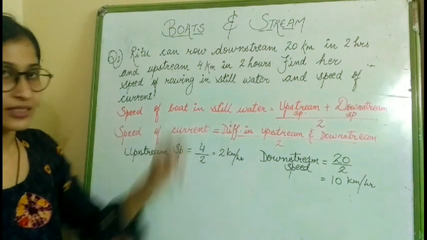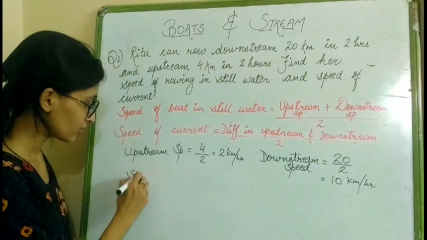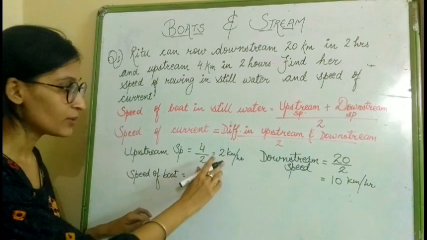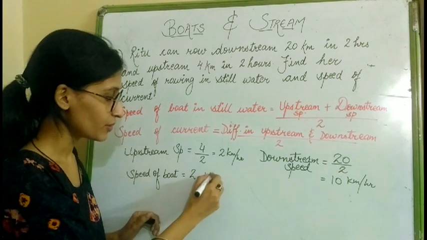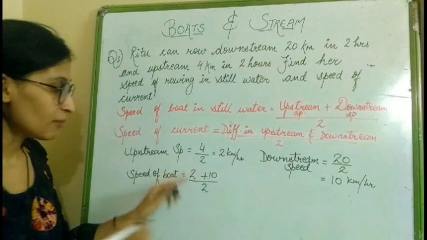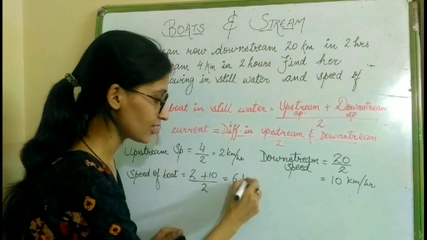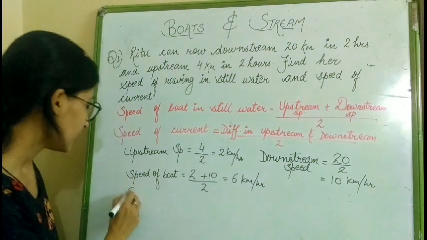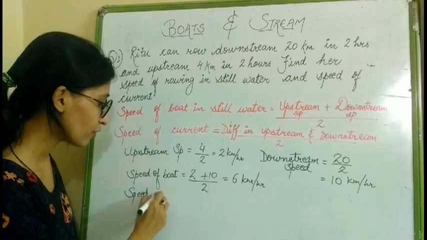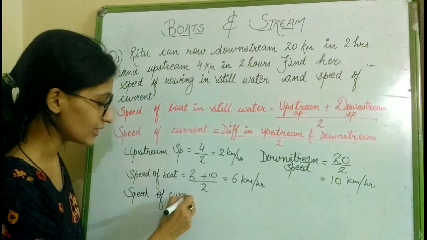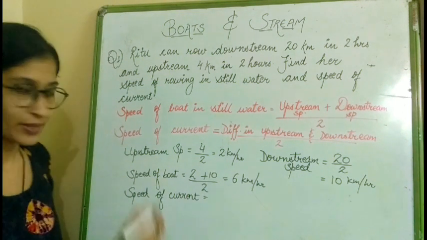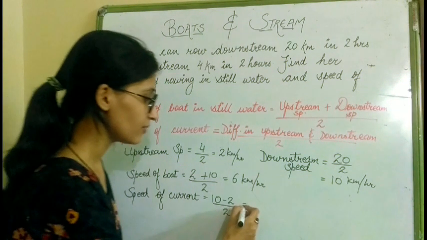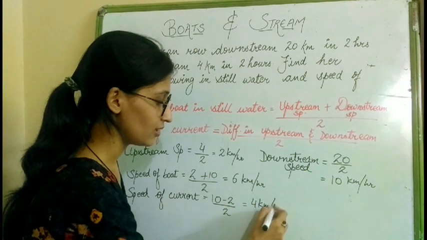Next, put these values in the formula. Speed of boat will be upstream speed plus downstream speed upon 2. 10 plus 2, 12 upon 2 will be 6 km per hour. Next, speed of current. Speed of current will be difference of these speeds. Difference between the upstream and downstream speed is 10 minus 2 upon 2. That will be 4 km per hour.